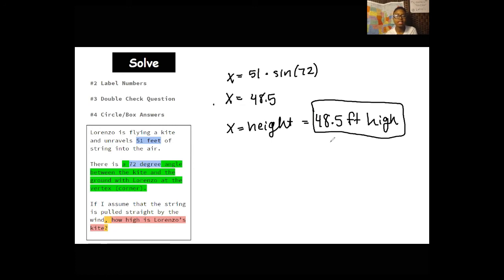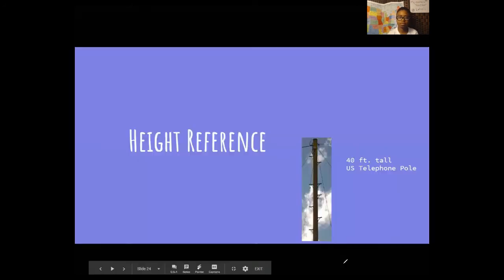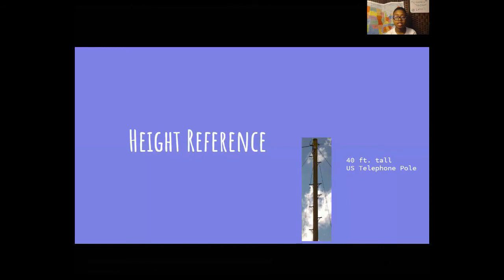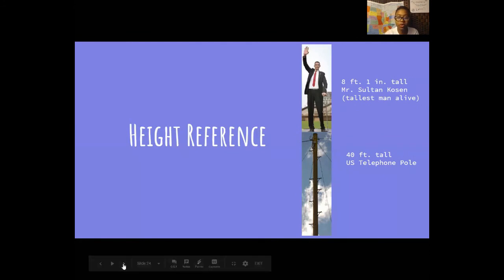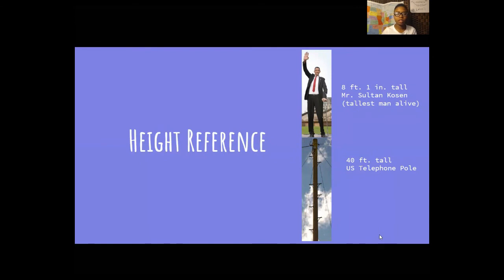Now, let's do a little bit of height reference. Like, how high is 48.5 feet actually? How does that look? So 48.5 feet tall is actually a US telephone pole, which is a standard 40 feet tall, plus the tallest man on earth, Mr. Sultan Kosen, 8 feet and 1 inch tall, standing on top of that telephone pole. So the kite is just a tad bit higher than this.